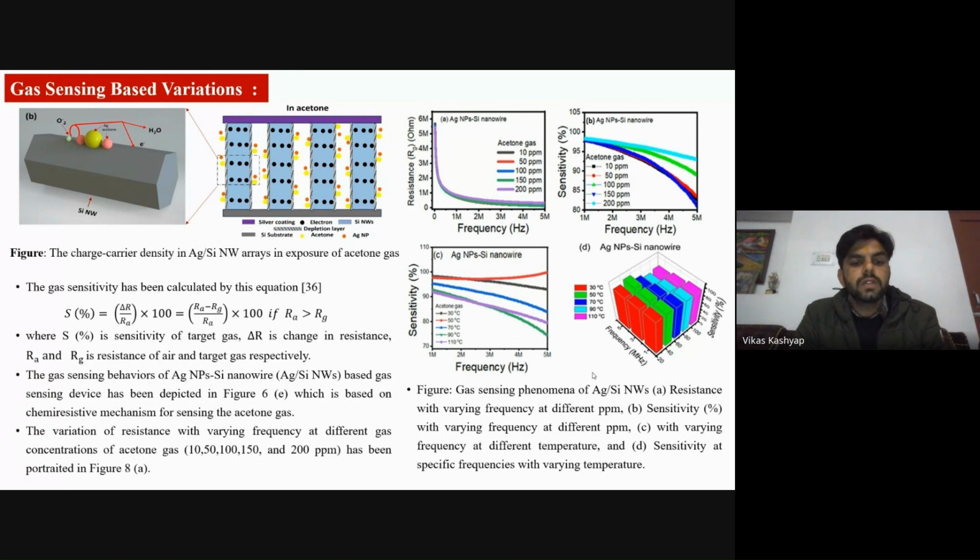The variation of resistance with varying frequency at different gas concentrations of acetone gas is portrayed in this figure. For Ag and silicon nanowires, resistance with varying frequency at different ppm of the gas we are providing, and the sensitivity versus frequency, is shown in figure B, along with varying frequency at different temperatures and sensitivity at a specific frequency with varying temperature.